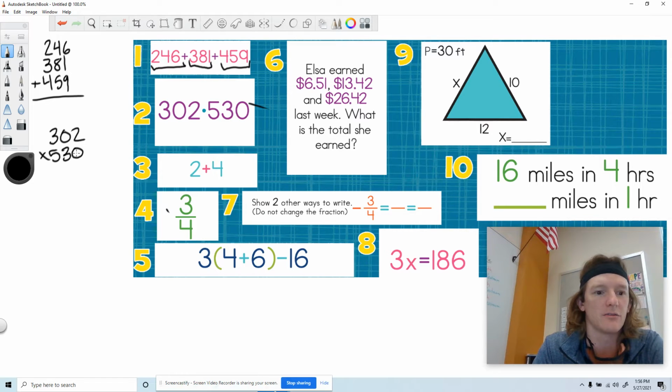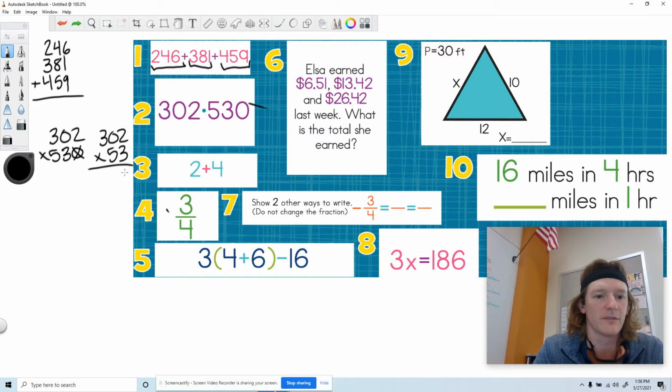Now, one thing we can do is recognize this first zero. We could take the zero off. We can just do 302 times 53. And then at the end, we can put that zero back on the end. But either way, make sure you have the correct amount of rows here.